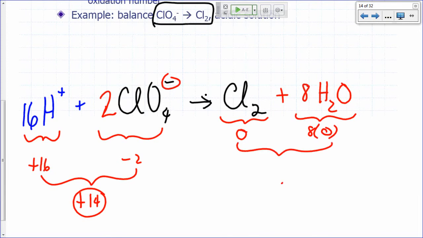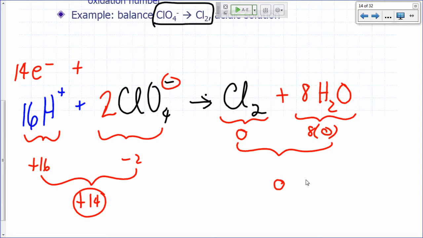What's the total charge on the right? 0. Charges must be the same on both sides. So how do I make charges the same? I add electrons. To which side should I add my electrons? You want to add electrons to the more positive side, right? So I add 14 electrons to this side. So to this side right here, I have to add 14 electrons.